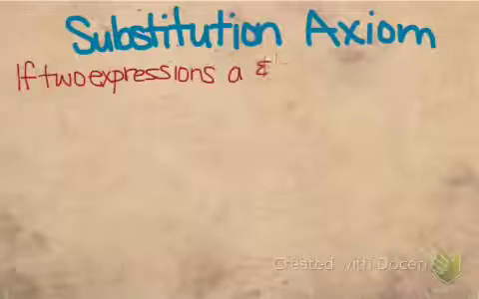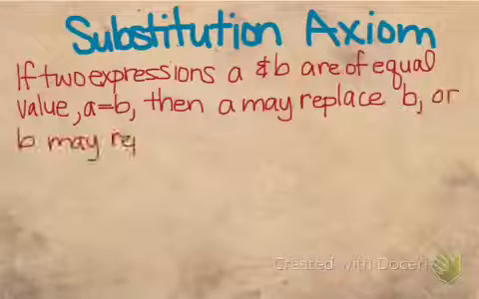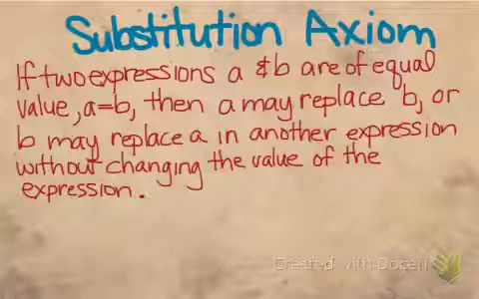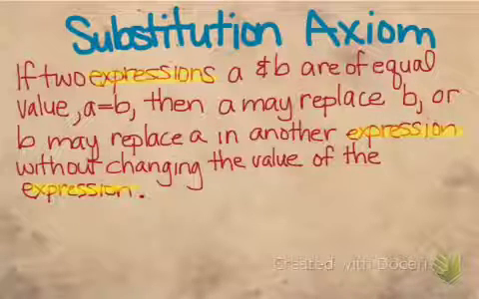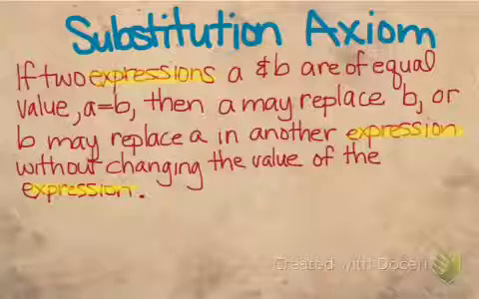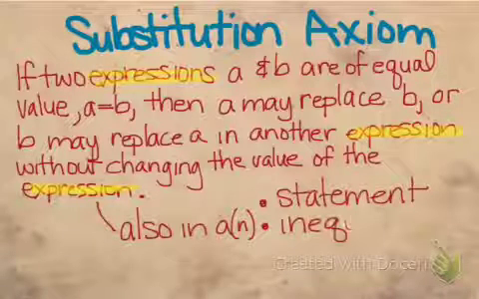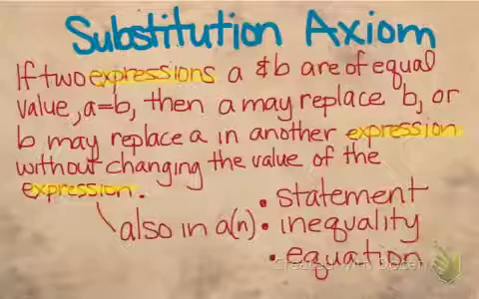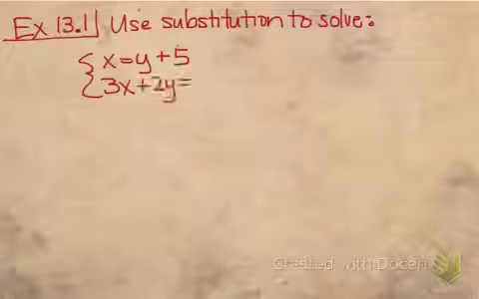The substitution axiom says that if two expressions A and B are of equal value, so A equals B, then A may replace B, or B may replace A in another expression without changing the value of the expression. So this is talking about expressions, but the substitution axiom also is true for statements, inequalities, and equations. So if A equals B in any of those, then you can replace A for B or B for A. So we will do this problem, use substitution to solve.